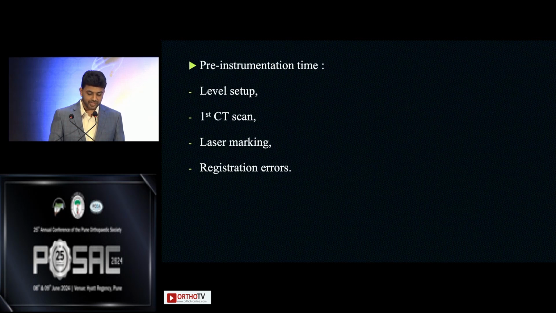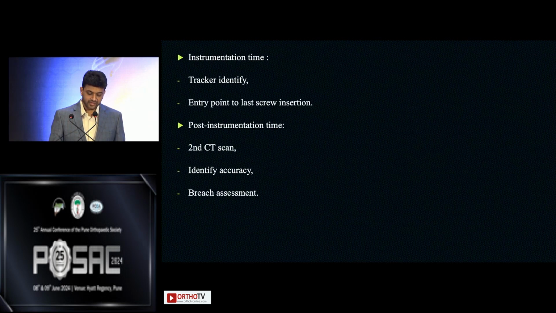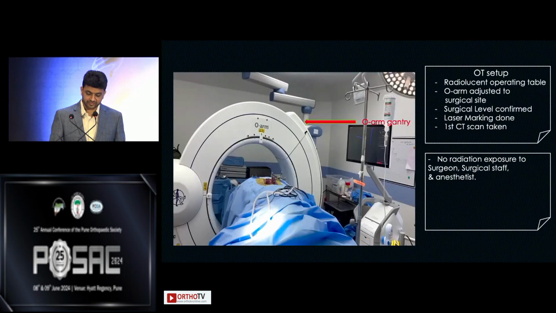Pre-instrumentation time was defined as the level setup time, which vertebral level we are operating at. It includes the first O-arm CT scan, which acquires all the images into the system, then the laser marking, so that next time when the O-arm comes to the position, there is no time wasted, then registration errors. Instrumentation time was defined from the tracker identifying the entry point to the last screw insertion. Post-instrumentation time was defined as the second O-arm spin. Then we identified the accuracy and assessed for any breach according to the Gertzbein and Robbins classification.